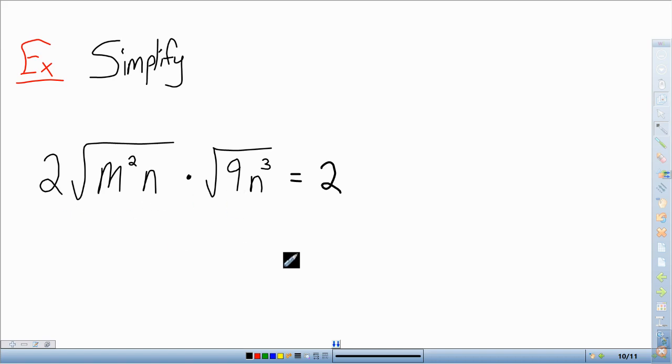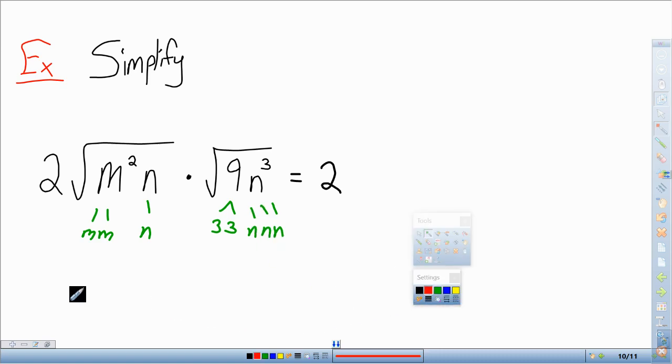Okay, from here, we can break this stuff down. So we have 2 m's, 1 n. We have a 9 that breaks down into a 3 times 3. And we have an n cubed that breaks down into 3 n's.